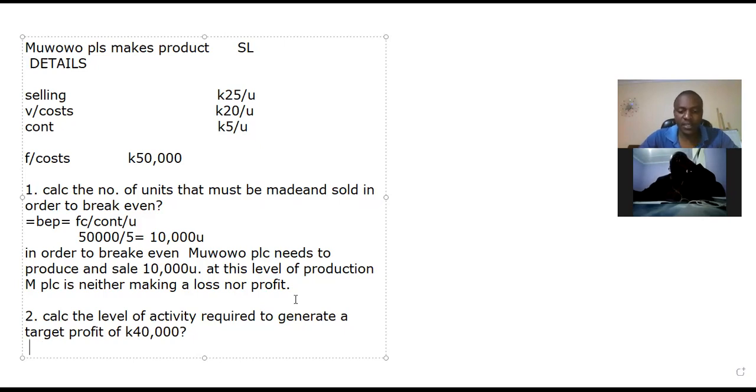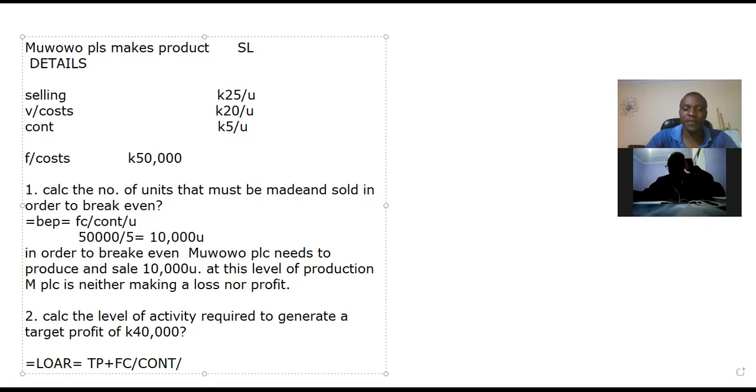I'm gonna say the level of activity required is equal to target profit, and then we say plus fixed costs. Then we divide the answer by contribution per unit. Did you see that, guys? So let's go. Level of activity is gonna be equal to now what we have. What is our target profit?